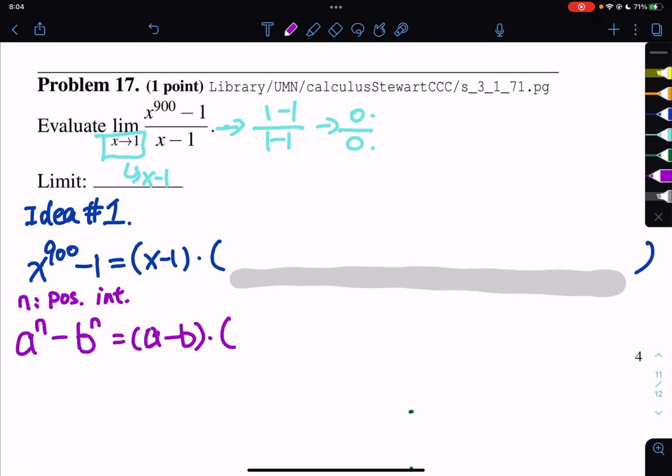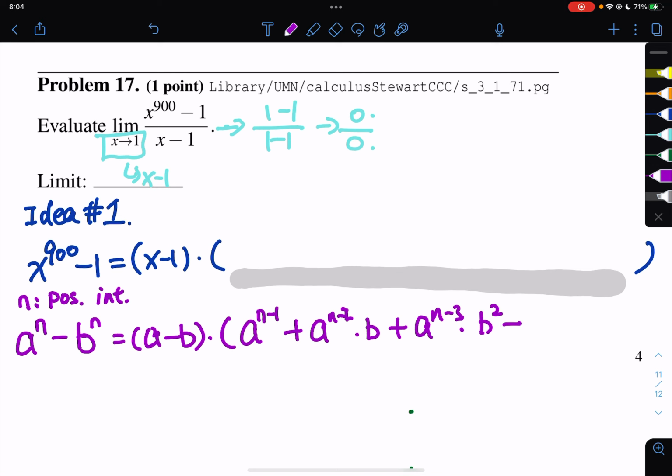Sorry, my pencil is not really working well. a to the n minus 1 plus a to the n minus 2 times b plus a to the n minus 3 times b squared. So it's clearly going to keep decreasing the power of a but increase the power of b. And then we end up with a to the power of 1, and the power of b is going to keep increasing. And then a is going to disappear. b reaches the highest order.